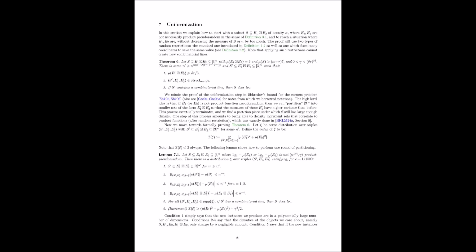Exactly. And the authors point out that you can actually change the distribution against which you're testing for product pseudorandomness by strategically using random restrictions. Interesting. It's a way to tailor their analysis to the specific structure of the problem. So random restrictions are like a multi-tool, helping them shape the analysis as needed. Yeah, that's a good analogy.